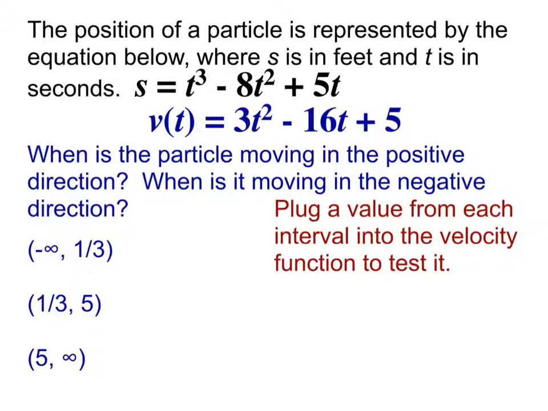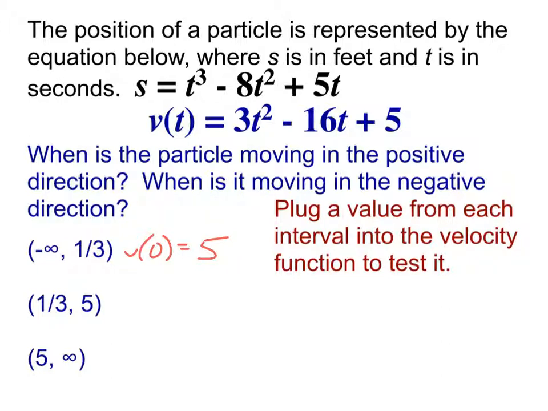So for instance, what is a nice, easy number in this interval? I can't use 1/3 because it doesn't include 1/3. 0. 2/3 is too much. It has to be less than 1/3. And I want it to be something easy to plug in the equation. So yeah, let's use 0. Now you could also use -1 or -2 or -3, anything like that. But 0 is super easy. V of 0 equals 5. That was fast and easy.